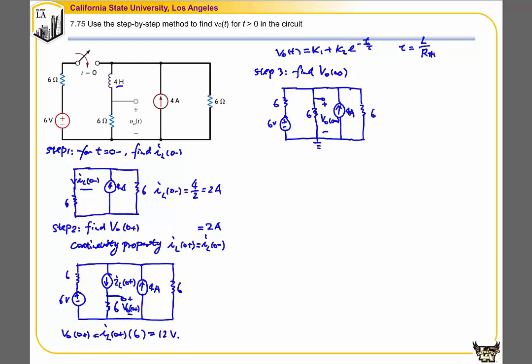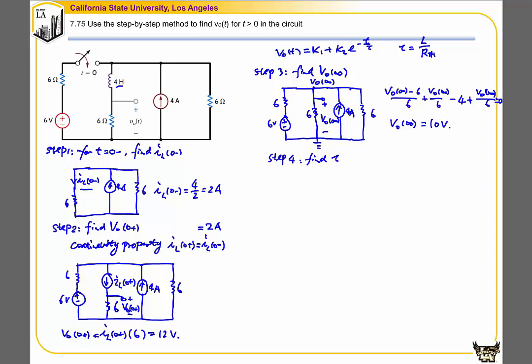Let's select this node as the reference node. So this node will become our v0(infinity). We write a KCL at this node that gives us (v0(infinity) minus 6 volts) divided by 6 ohm, plus v0(infinity) divided by 6 ohm, minus 4 amp, plus v0(infinity) divided by 6 ohm, equal to 0. So we can find the solution v0(infinity) equal to 10 volts. So we find the steady state value. The next is to find the time constant tau.